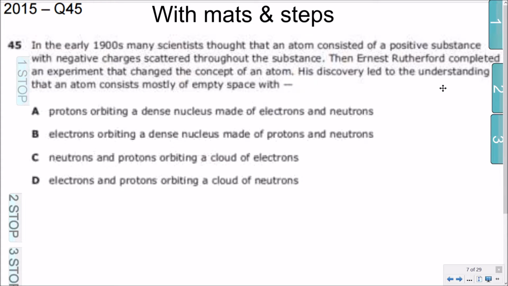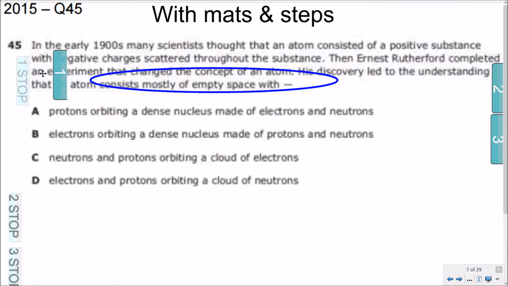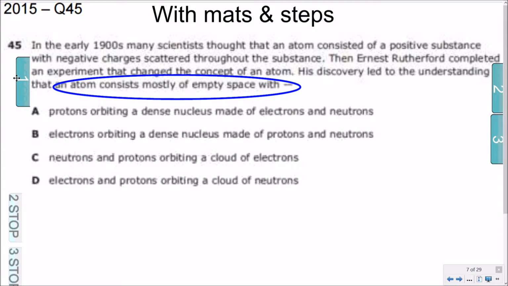So they will take step number 1 and they're going to pull it to where it says to stop for number 1, like so. And this has now focused the students in on what the question is asking. An atom consists mostly of empty space with, and then they're given the 4 choices.